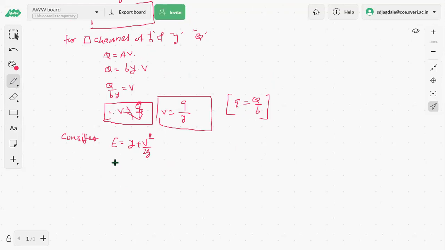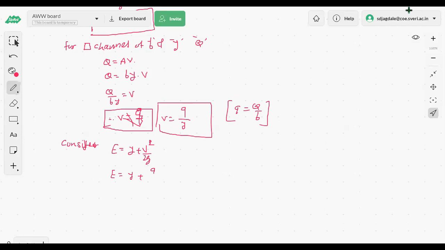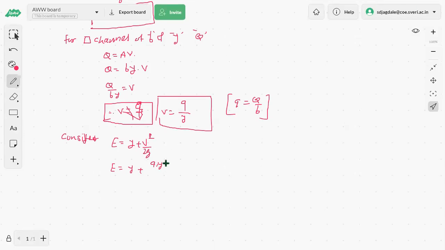So this equation changes to E is equal to y plus, now instead of v there will be q by y, that is q upon y bracket square divided by 2g. That is, specific energy E is equal to y plus q square divided by 2g into y square. We consider it as equation number 2 and the specific energy equation as equation number 1.